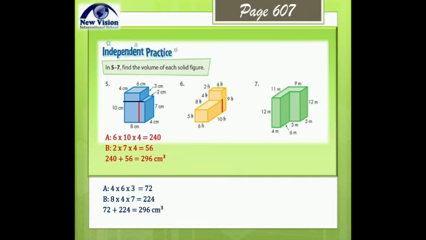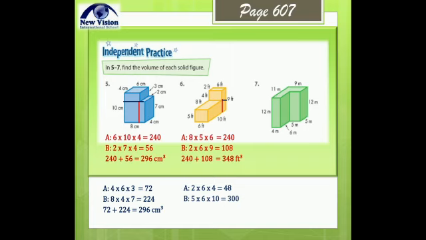Next, number 6. Prism A, 8 times 5 times 6 equals 240. Prism B, 2 times 6 times 9 equals 108. And the total volume, 240 plus 108 equals 348 cubic feet. Next, if we divide it horizontally, prism A, 2 times 6 times 4 equals 48. Prism B, 5 times 6 times 10 equals 300. 48 plus 300 equals 348 cubic feet.